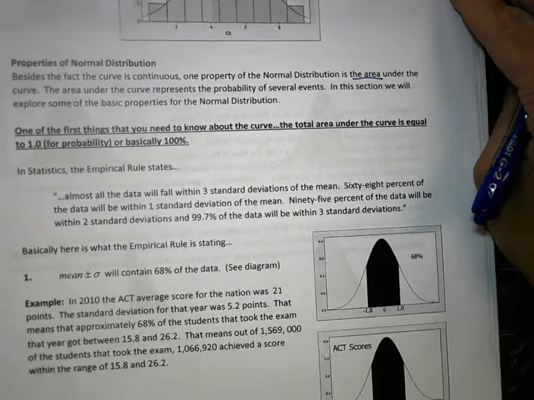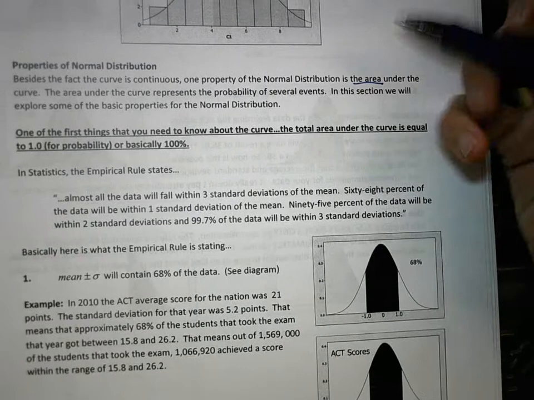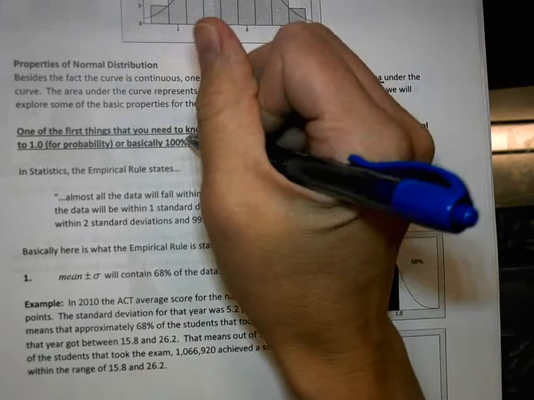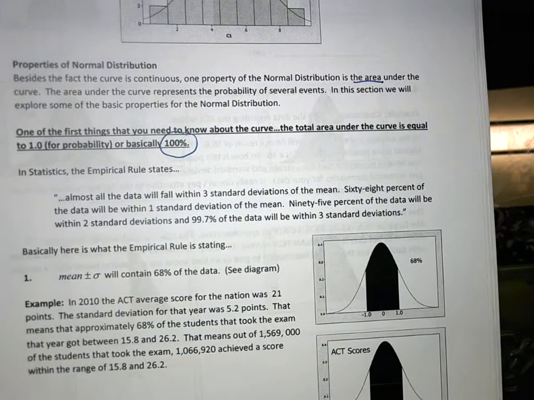Okay, one of the first things that you need to know about the curve: the total area under the curve is equal to 1, which is basically 100%.